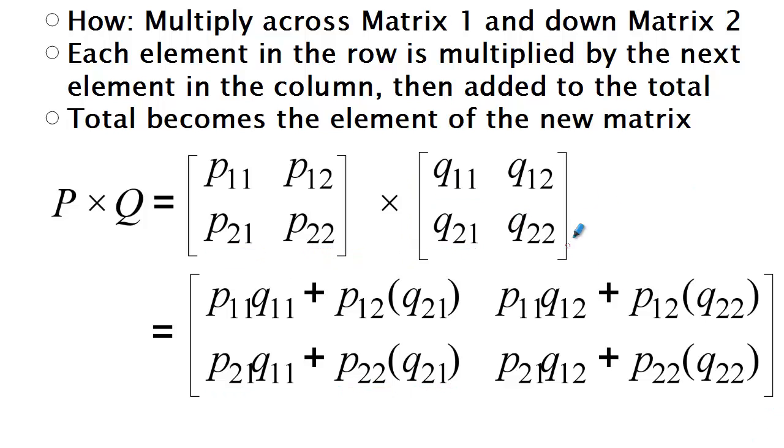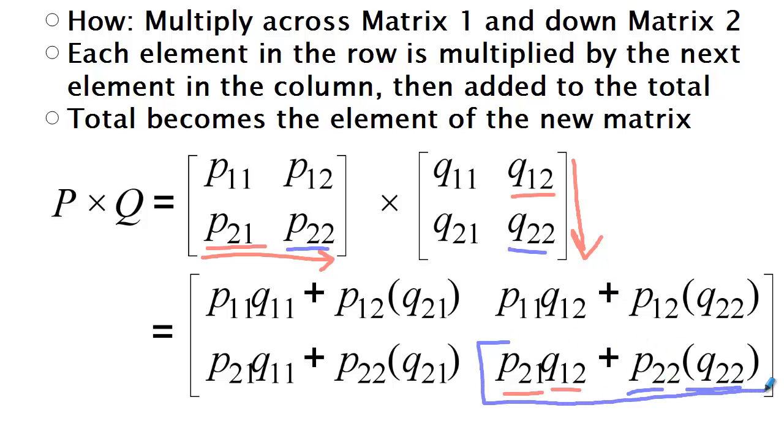To get the last element, 2, 2, we're going to multiply, again, the second row by the second column. So it's P21 times Q12 plus P22 times Q22. Add those up. The total of those two multiplications is element 2, 2 of the new matrix.